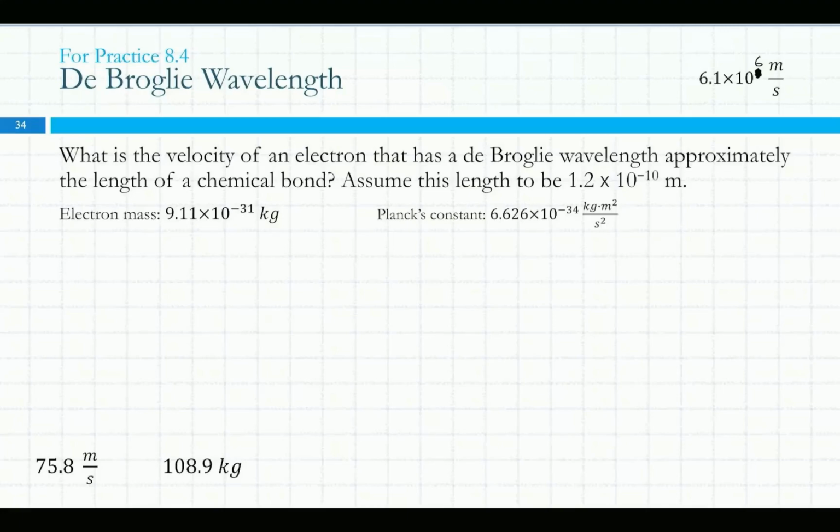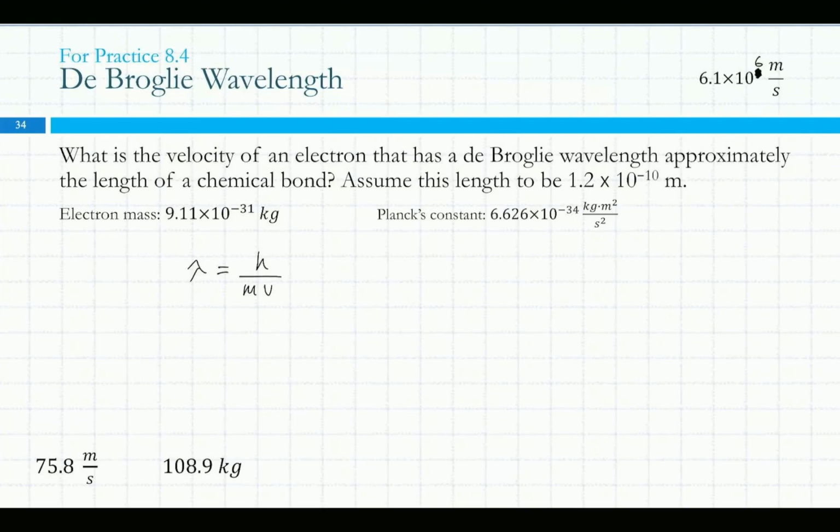Because the de Broglie wavelength equation says the wavelength is equal to Planck's constant divided by mass and velocity. So if you know the mass and velocity of something, you can calculate its wavelength. It doesn't have to be an electron.